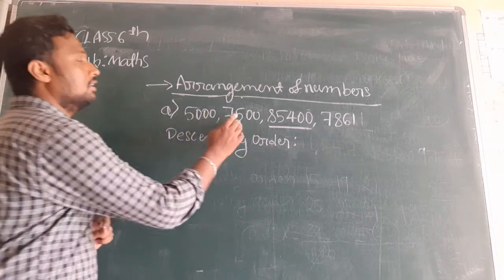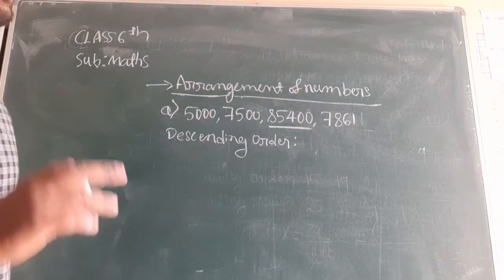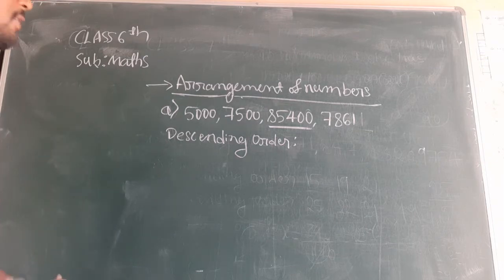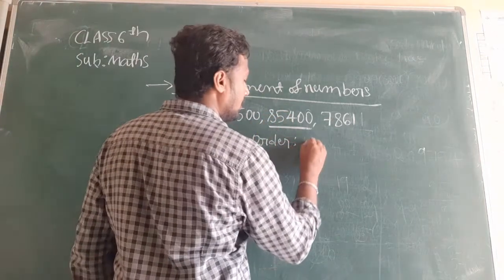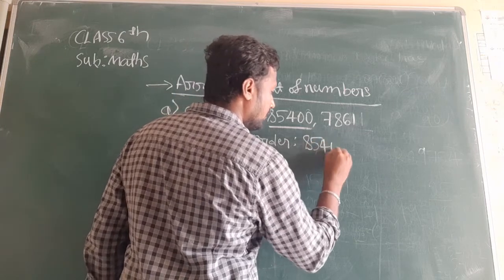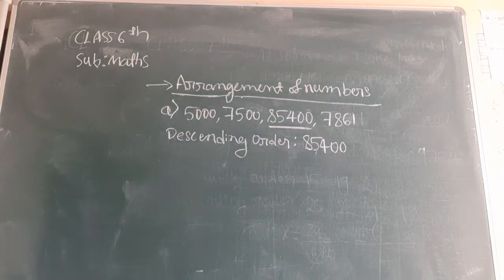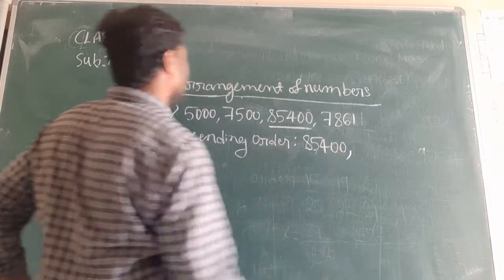But here in these three numbers you don't have any number in the 10,000s position. Therefore the greatest value is 85,400. This is the greatest value. So first I will write the greatest value. Now which is the next one? Which is the greatest value?